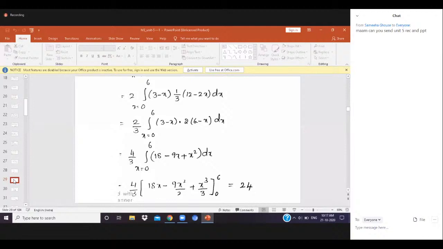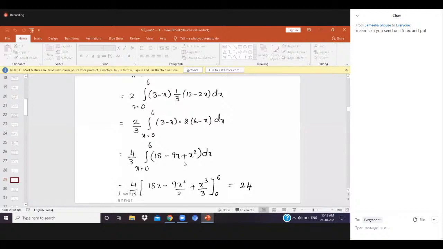Then next it becomes 2 into integral x equals 0 to 6, 3 minus x, and upper limit substitution, it becomes 1 by 3 of 12 minus 2x into dx, because the lower limit is 0. Then again in 12 minus 2x, we are taking 2 common out and writing outside. That becomes 4 by 3, and 3x minus 6x we are multiplying, that becomes 18 minus 3x plus x square.